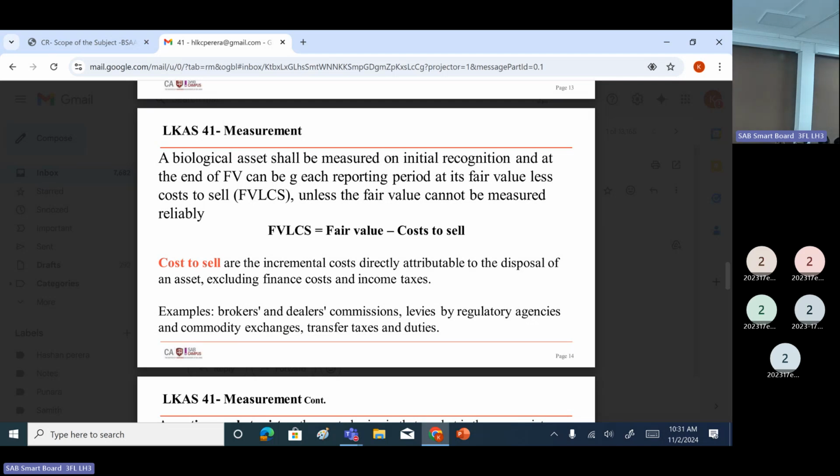But SLFRS 13 is for fair valuation. Whatever the standards, if it requires fair valuation, you have to refer to SLFRS 13. That's a common standard for each and every area. So SLFRS 13 is an essential standard you should learn by heart. Whatever the criteria, definition, the inputs, levels, markets, each and every aspect you should know. Once you are reading SLFRS 13, definitely you can be an expert on fair valuation.